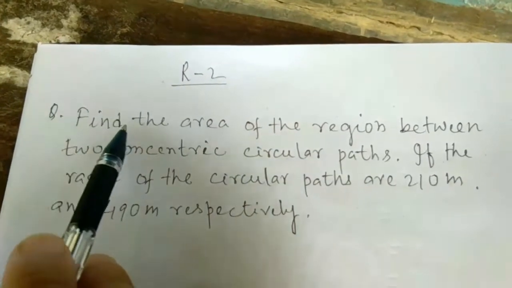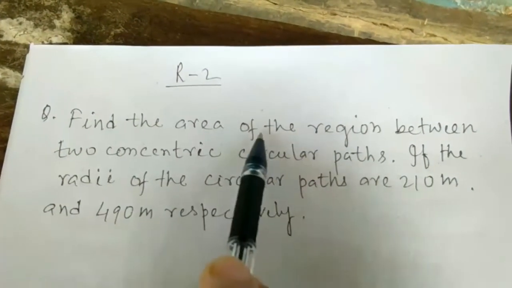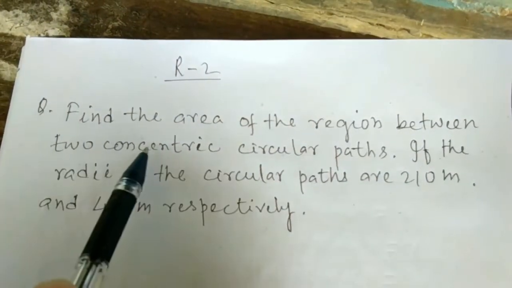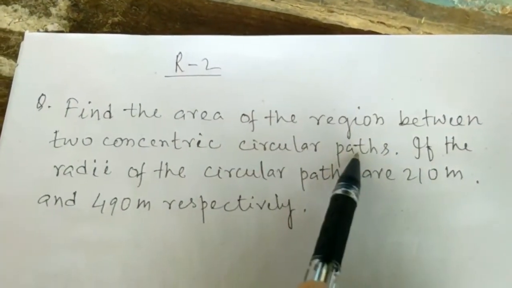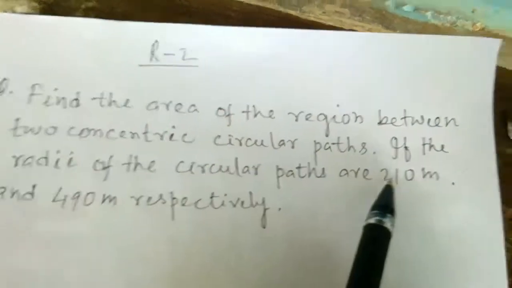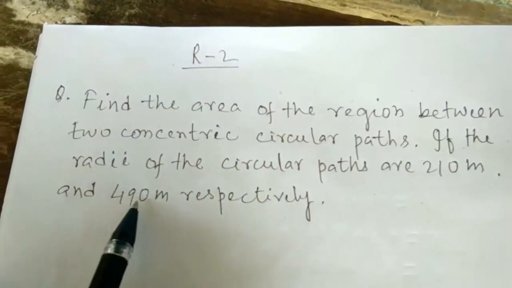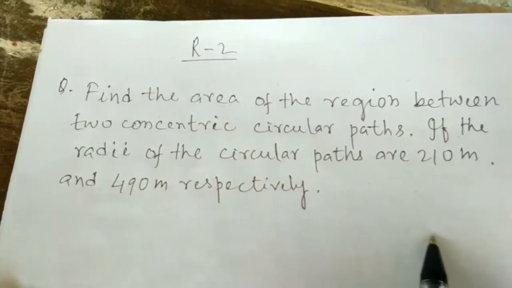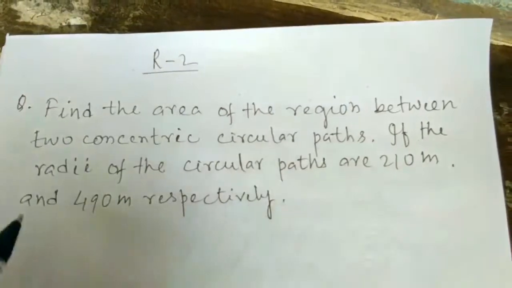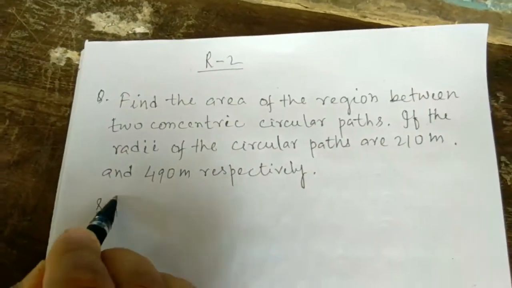Question 1. Find the area of the region between two concentric circular paths if the radii of the circular paths are 210 meter and 490 meter respectively. So concentric circles means what? Circles having the same center. So solution, let me show you how to do.